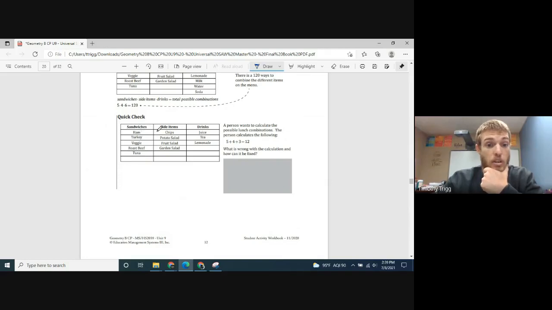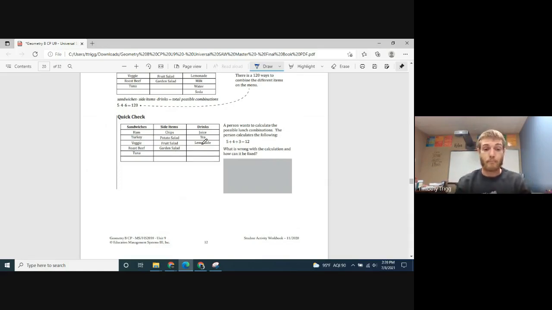You could have a ham sandwich with chips and a juice. You could have a ham sandwich with chips and tea. You could have a ham sandwich with chips and lemonade. You could have a ham sandwich with potato salad and juice. You could have a ham sandwich with potato salad and tea. You could have a ham sandwich with potato salad and lemonade. You could have a ham sandwich with fruit salad and juice, right? You could see, and I haven't even gotten out of ham sandwich yet. Then you'd have all those possibilities for turkey, with each of the side items, with each of the drinks. You could have a veggie sandwich, matched with any of the side items, matched with any of the drinks.